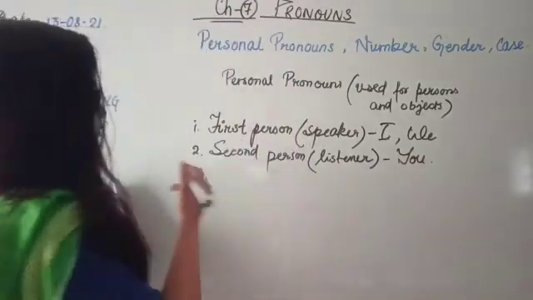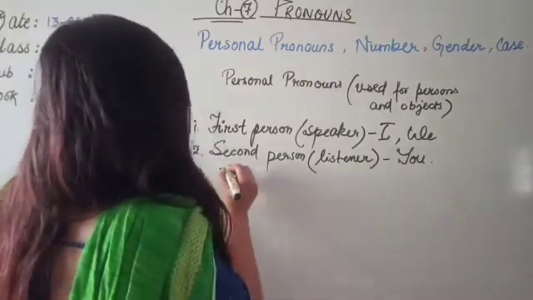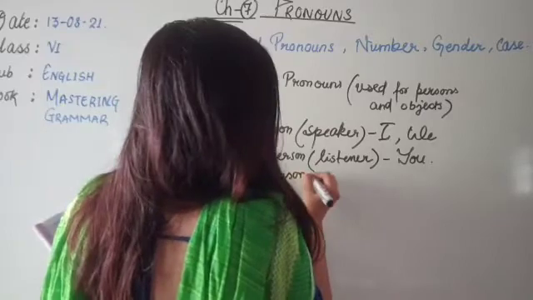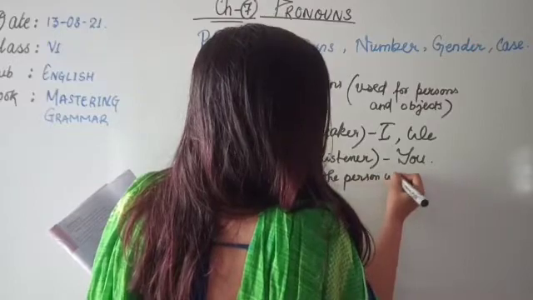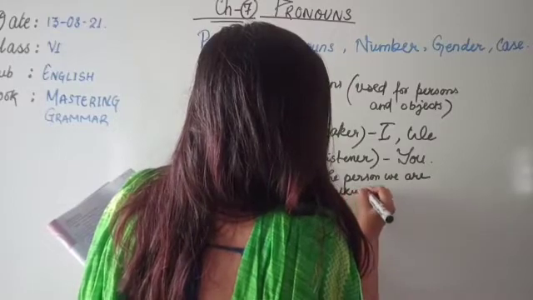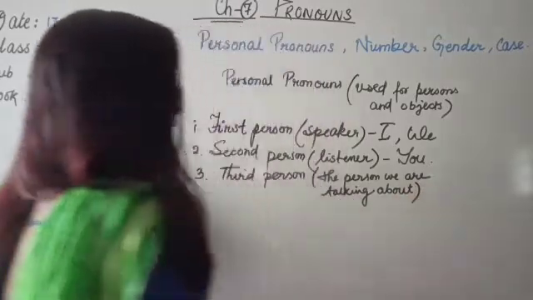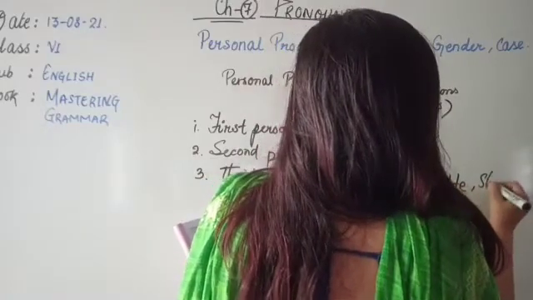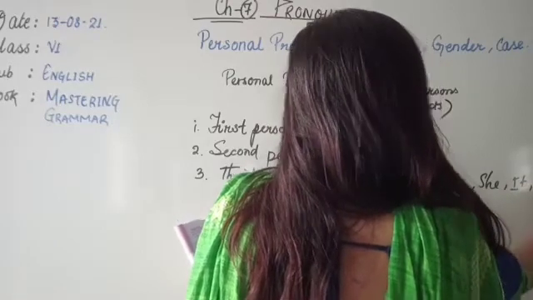Now the third person is the person we are talking about. Third person, the person we are talking about. Okay, so for this one we can use what words? He, she, it, they. Okay.